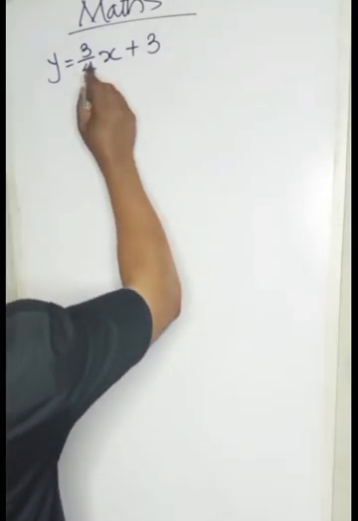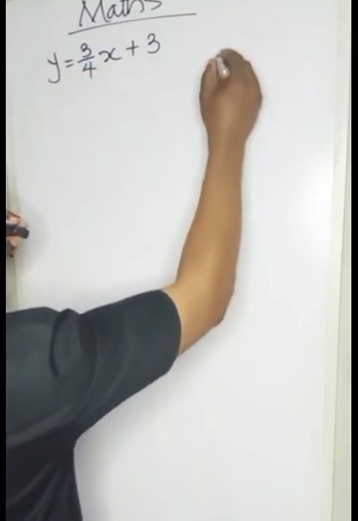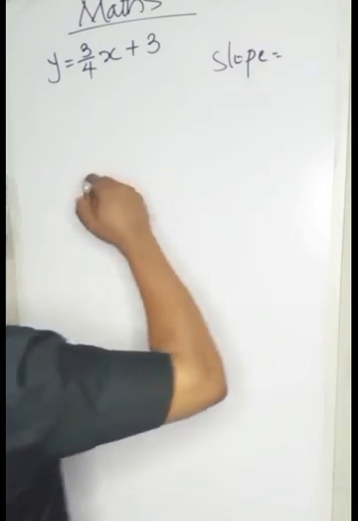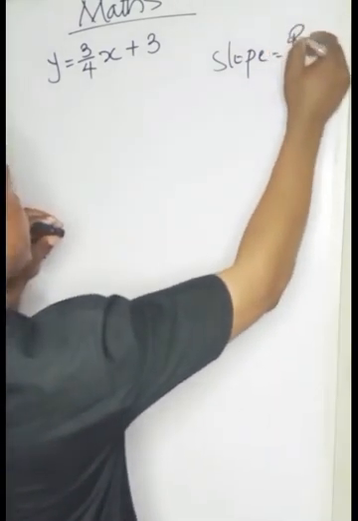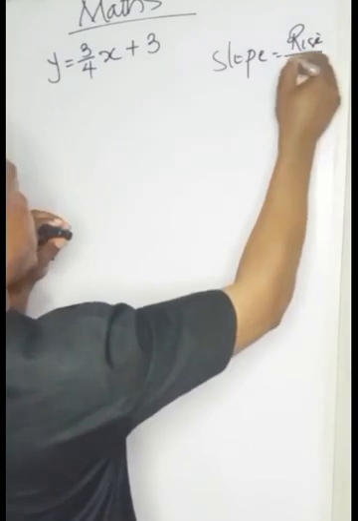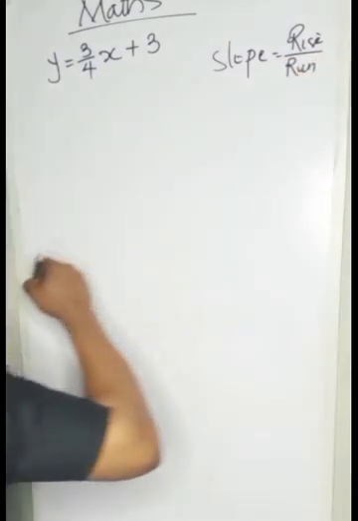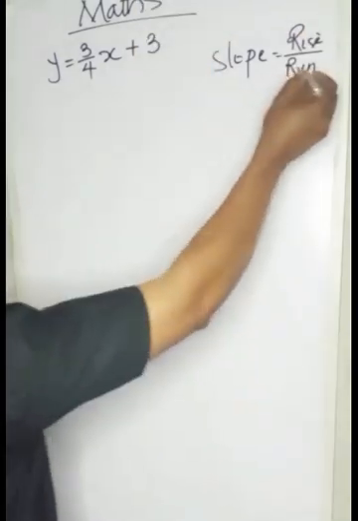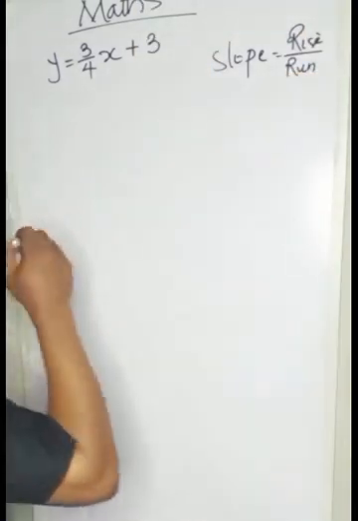Now, bear in mind also that your slope is equal to the rise over the run. And the rise is along the y-axis, and the run is along the x-axis.